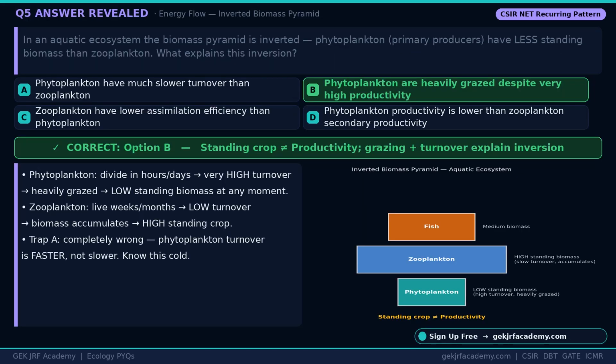The correct answer is option B. Phytoplankton are heavily grazed despite high productivity. The concept being tested is the difference between standing crop and productivity. Standing crop is the biomass present at any moment. Productivity is the rate at which biomass is produced.